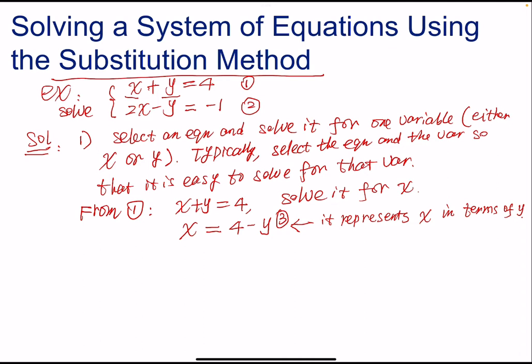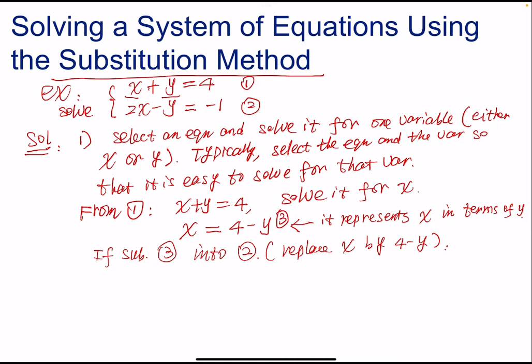So then, because every x can be represented as 4 minus y, meaning that if we substitute equation 3 into 2, meaning replace x by 4 minus y, then you can eliminate y, right? Or you can eliminate x.